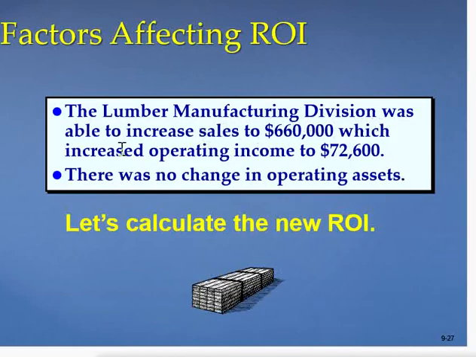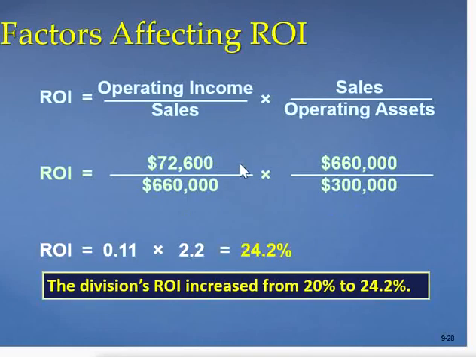Now let's continue with the same example on the next slide. The lumber manufacturing division was able to increase the sales to 660,000, which increased their operating income to 72,600, and there was no change in operating assets. So what the manager of this division has done, let's say next year, is he increased the sales to 660,000, and as a result his income increased. So let's calculate the return on investment: 72,600 over sales of 660,000, and the operating assets are the same. Now return on investment is 24.2%. Before it was 20%. So their return on investment has increased from 20% to 24% because they increased the sales as well as their operating income.